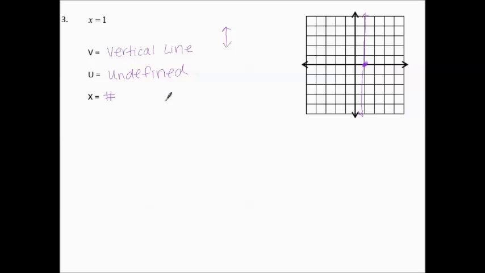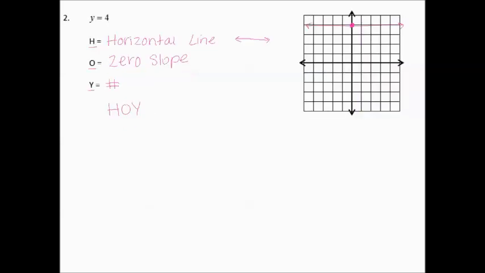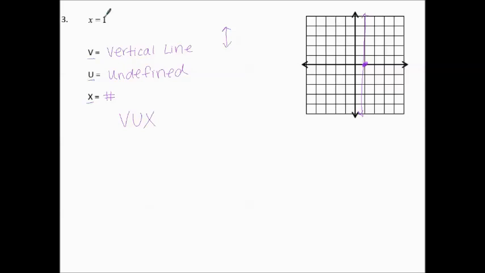The acronym that we use for this is VUX, V-U-X. So you can write it just like this, VUX, so that you can remember that VUX is an x equals line and HOI is a y equals line. And notice here too, there are no other variables. I don't have a y, I only have an x. That's what makes this a special case. So you can use this VUX acronym to help you remember.